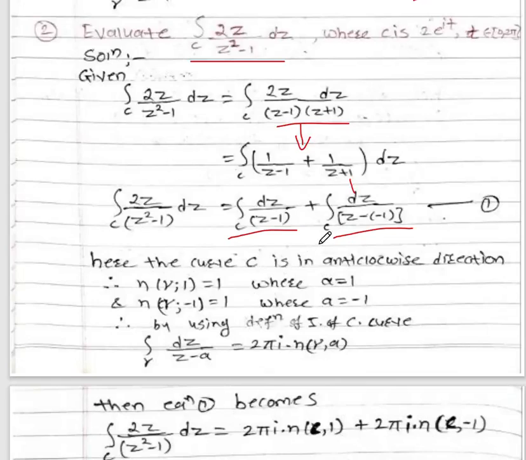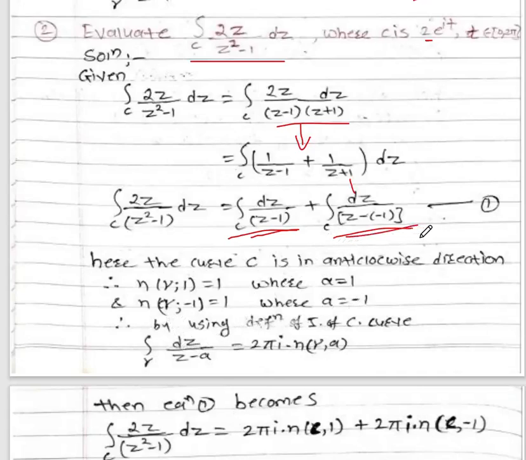Here the curve C is in the anticlockwise direction. The direction is not mentioned, so we can consider that the curve C is in the anticlockwise direction. Therefore, the index of the closed curve for this integral at the point a is 1. We get 1 because the radius is 2. If the radius is 2, then the point a equal to 1 lies inside the circle.